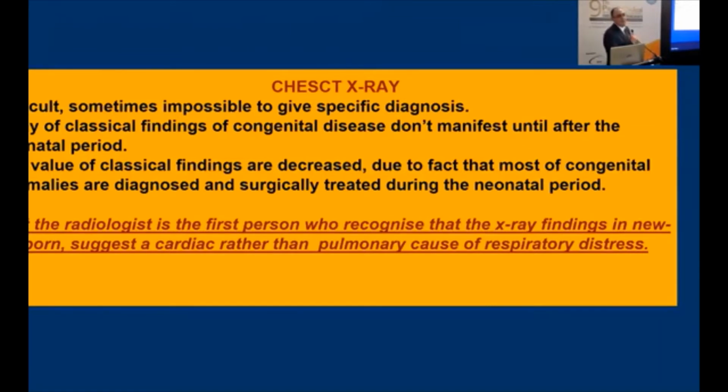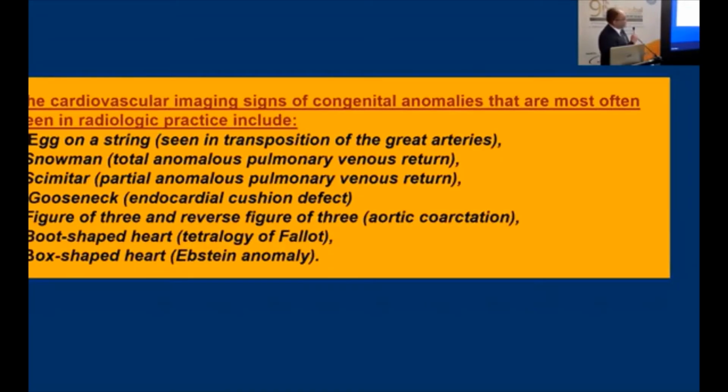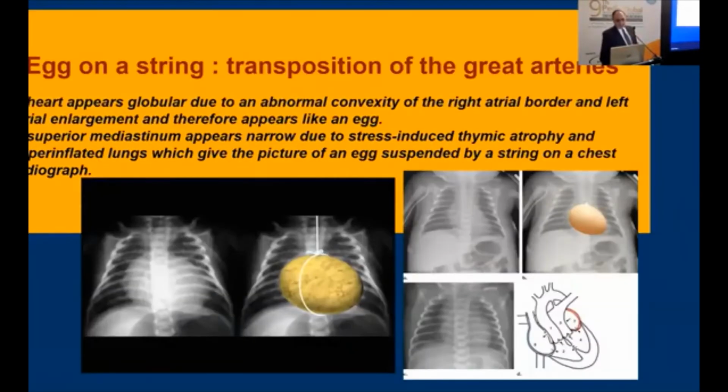But still, in my opinion, as a radiologist, the radiologist could be the first person who suggests that this anomaly could be a cardiovascular anomaly, not due to respiratory distress, from the first X-ray image. And still we have some specific signs which could suggest the cardiovascular anomalies. We can mention some of these signs. The first sign is the egg on string sign, which could be seen in the transposition of great arteries.